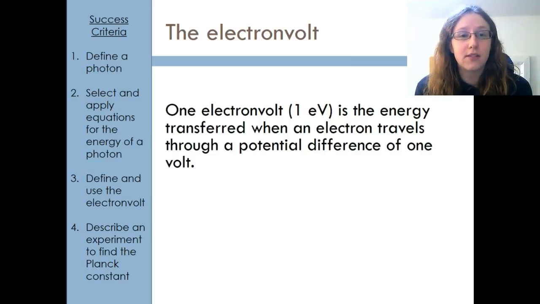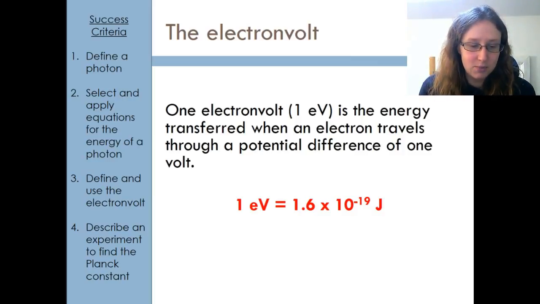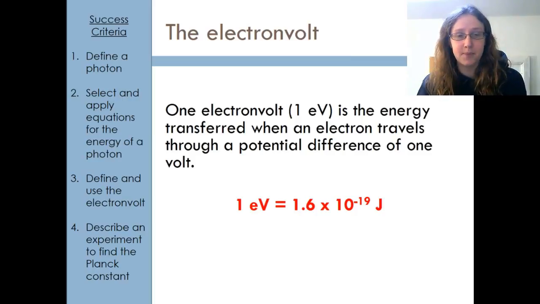And 1 electron volt is the energy transferred when an electron travels through a potential difference of 1 volt. So that's 1 electron volt equals 1.6 times 10 to the minus 19 joules. If you remember from your electricity topic, you have an equation that is W equals QV. So the amount of energy equals the charge times the voltage. That's where this comes from. That's what this is saying. And it's just the definition of the volt rearranged, basically.